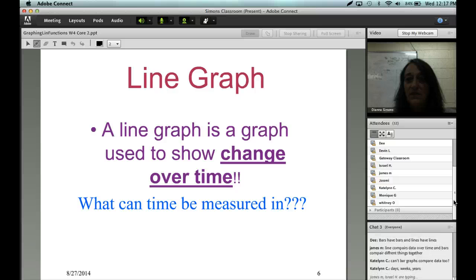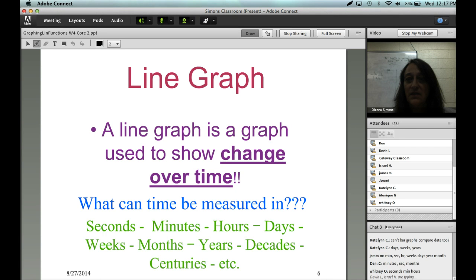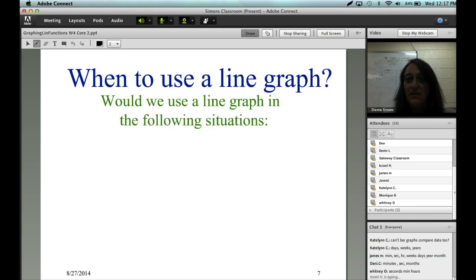Days, weeks, years, good. What else? Minutes, seconds, hours, months, good. That's right. All of those are measurements of time. Centuries, decades, good. So when do you use a line graph?